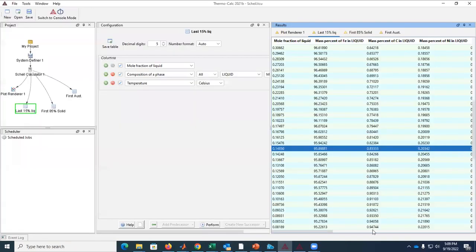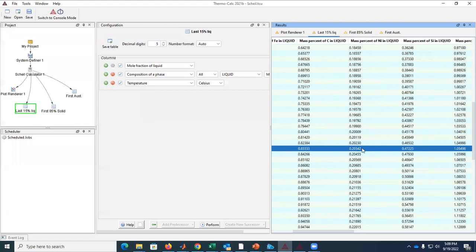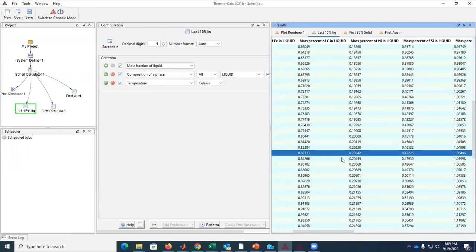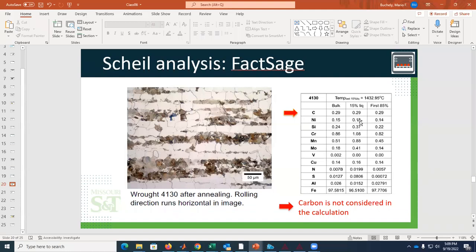Now, for example, let's go to the next one, nickel, right? So nickel started at 0.15. That was our base composition. And the last liquid to solidify is 0.2, so it has segregated, approximately 0.19. By the way, this table was obtained by FactSage, a different software, which gives similar predictions, but it's not exactly the same. You have a 0.01 difference between my calculation in Thermo-Calc and FactSage. I need to update this table, but that's kind of the idea.